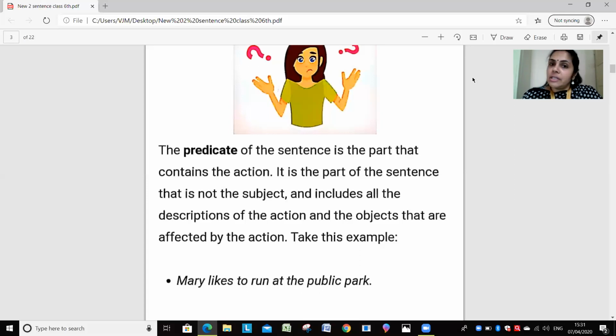Clear? So sentence is clear. It's a group of words which gives complete meaning. It starts with a capital letter and ends with a symbol. Similarly, there are two parts of a sentence. One is subject, another is predicate. Subject tells about who or what the sentence is about. And predicate is the latter part of the sentence, which includes the verb and the further information.